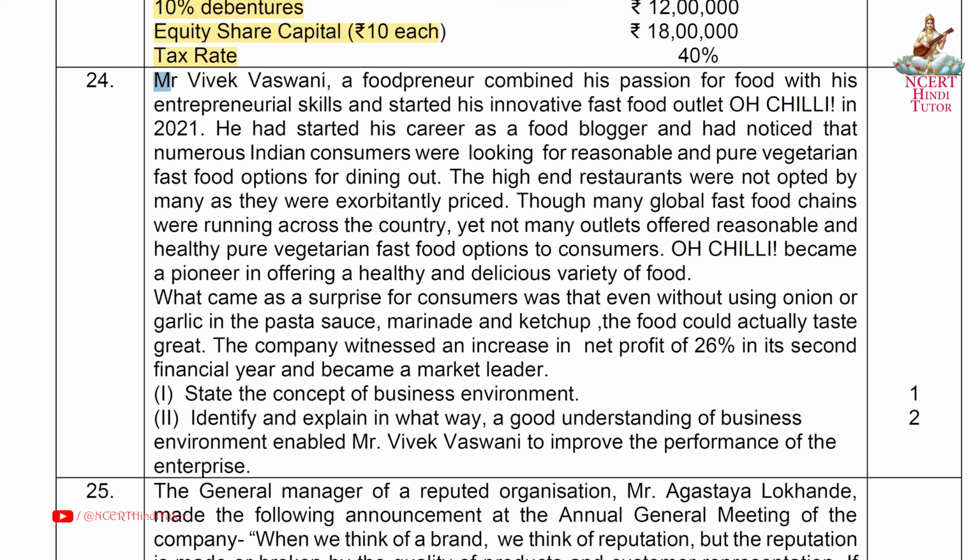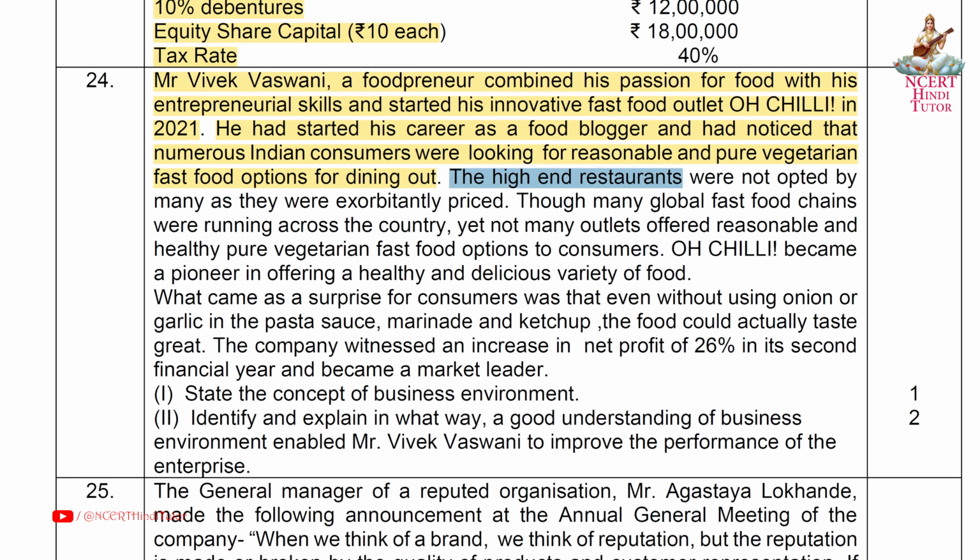Question 24. Mr. Vivek Vaswamy, a foodpreneur, combined his passion for food with his entrepreneurial skills and started his innovative fast food outlet, O Chili, in 2021. He had started his career as a food blogger and had noticed that numerous Indian consumers were looking for reasonable and pure vegetarian fast food options for dining out.